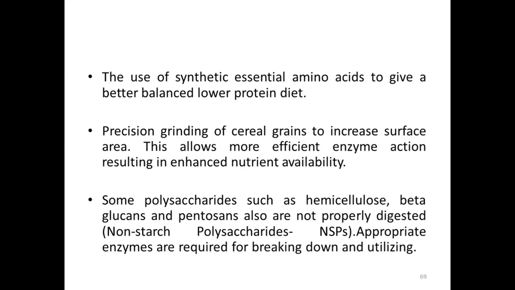Precision grinding of cereal grains to increase the surface area. This allows more efficient enzyme action, resulting in enhanced nutrient availability. Therefore, precision grinding of the cereal grains is also important. The surface area of the grains or ingredients will be increased, and the enzyme can act over those and release the energy available for the birds. Some polysaccharides such as hemicellulose, beta-glucans, and pentosans are not properly digested. So for this purpose, appropriate enzymes are required for breaking down and utilizing the energy of the ingredients.